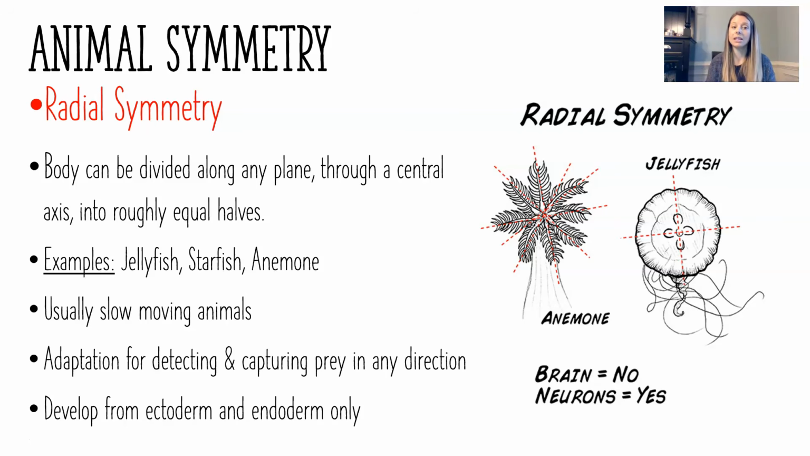Radial symmetry is when an animal's body can be divided along any plane through a central axis into roughly equal halves. Think about animals with radial symmetry: their body radiates from a central point, right? That would be like a jellyfish or a starfish or an anemone. This typically allows for very slow movement, in very simple animals that don't need to hunt for prey specifically. They just need to be able to detect and capture prey in any direction at any time. This type of animal only develops from ectoderm and endoderm. They don't have that more advanced mesoderm.